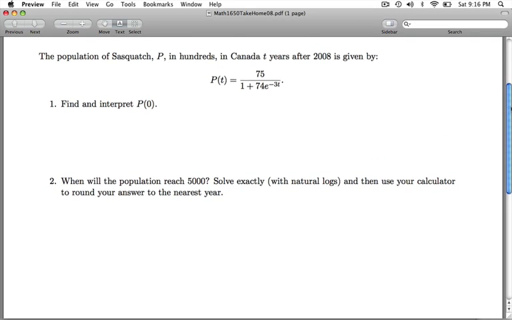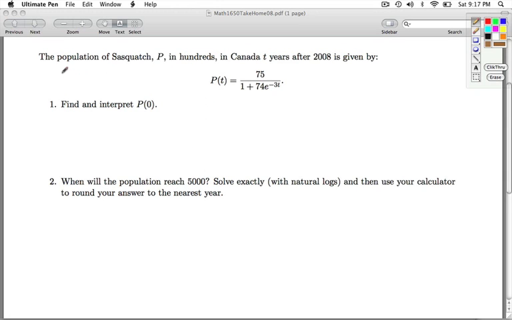Number 2, when will the population reach 5,000? Solve exactly with natural logs, then use your calculator to round your answer to the nearest year. So, we want the population to reach 5,000, so 5,000 is a population number. So I want to remember two things. The population is given to me in hundreds. So 5,000 is going to correspond to the P of t being 50, because 5,000 is 50 hundred. So I'm going to have to set this equal to 50 and solve.